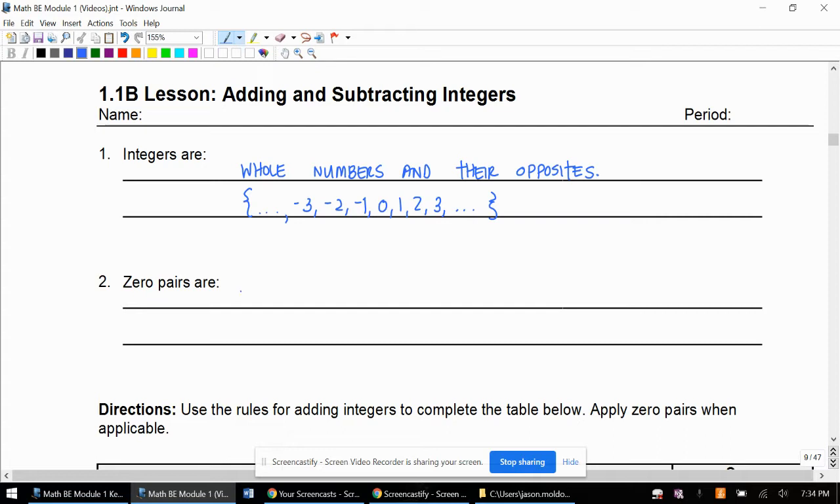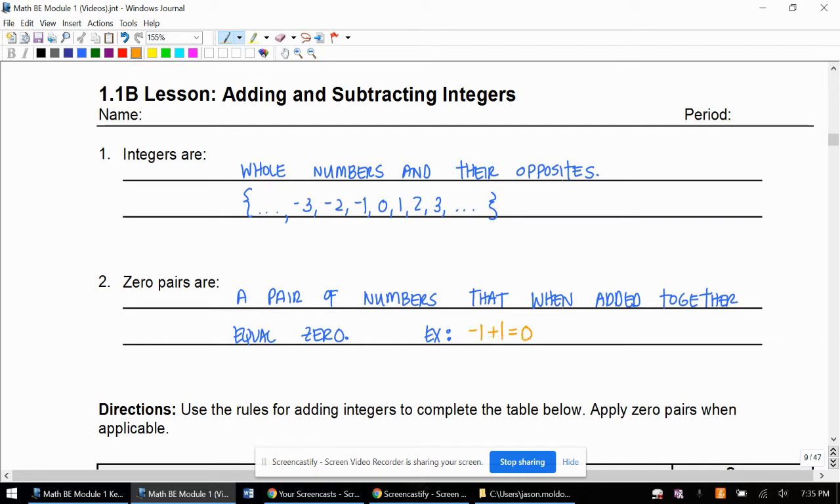Zero pairs are a pair of numbers that, when added together, equal zero. We'll list out a couple of examples. So -1 plus 1 would cancel out to be 0.